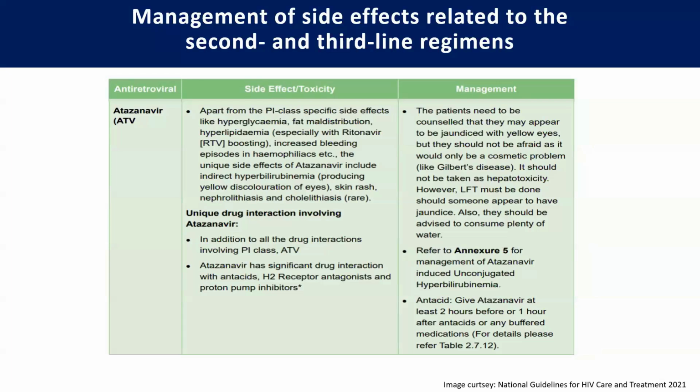Then coming to atazanavir. Atazanavir will cause indirect hyperbilirubinemia. So it is just like a Gilbert-like syndrome. Just the indirect bilirubin rises. So this is a cosmetic problem. Many times we see bilirubin is 5 or 6, but SGPT and SGOT are absolutely normal. So we have to ensure that the liver enzymes are normal. And only for indirect hyperbilirubinemia, we need not change the regimen. We have to counsel the patient.